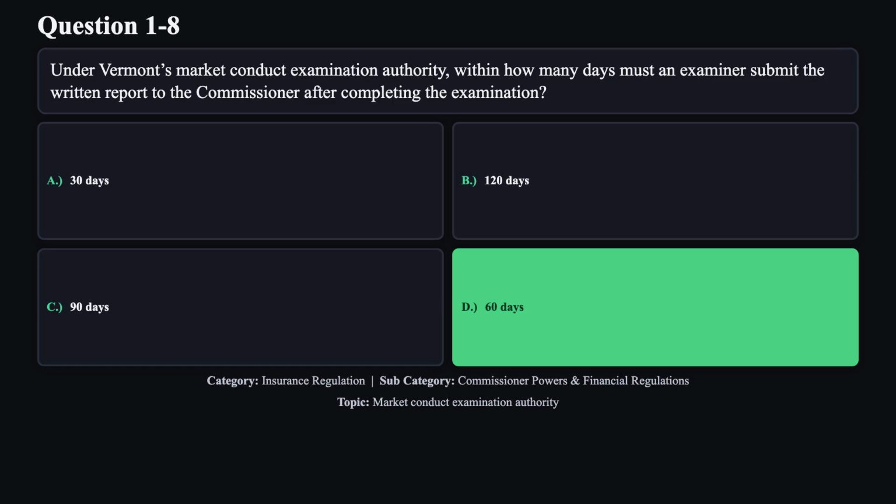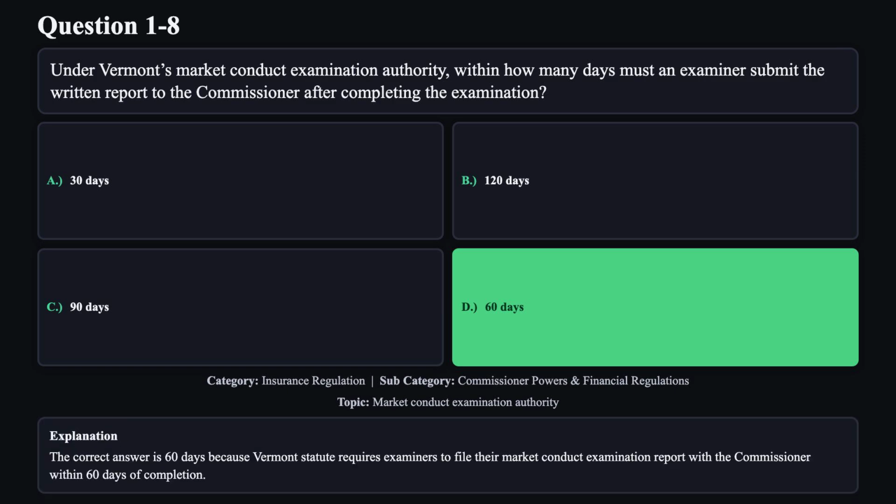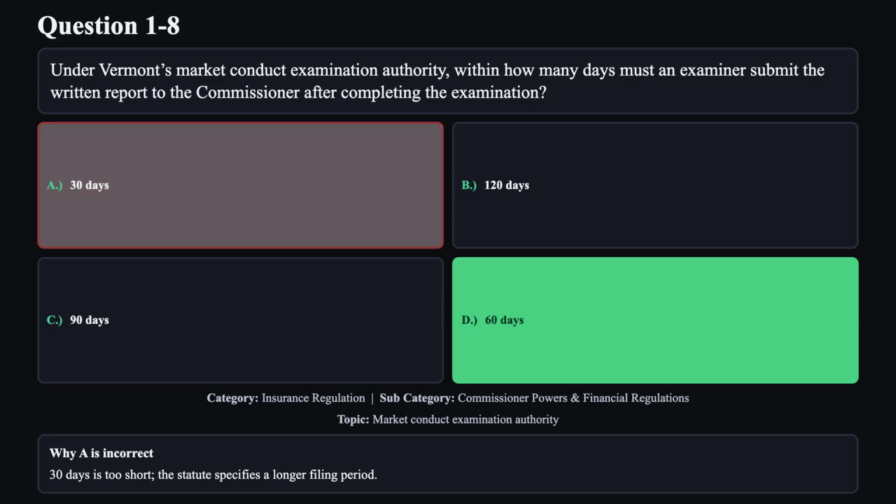The correct answer is D. The correct answer is 60 days because Vermont statute requires examiners to file their market conduct examination report with the commissioner within 60 days of completion. Reason A is not correct. 30 days is too short. The statute specifies a longer filing period.